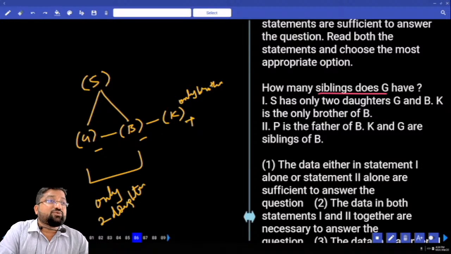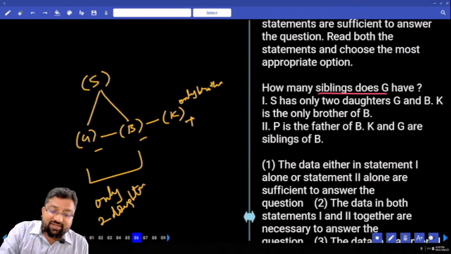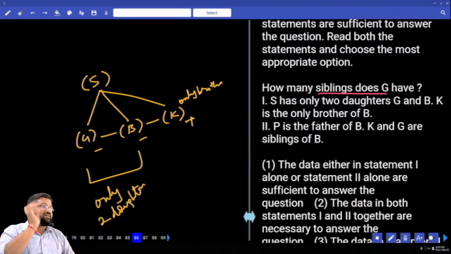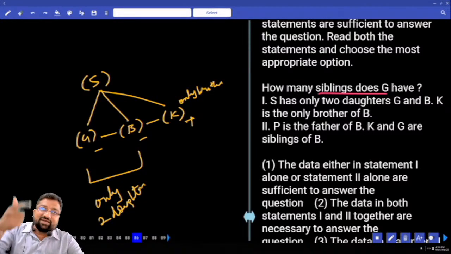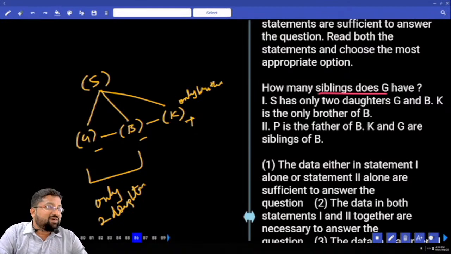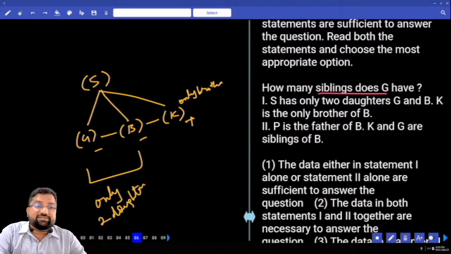S has only 2 daughters. Did he say it or not? And since K is the only brother, S also has only 1 son. Is this clear? How many children does S have? Exactly 3. How many siblings does G have? Exactly 2. That is the advantage of having the word "only" in the question. When you have "only", this is what happens: you can get the exact answer in blood relations.